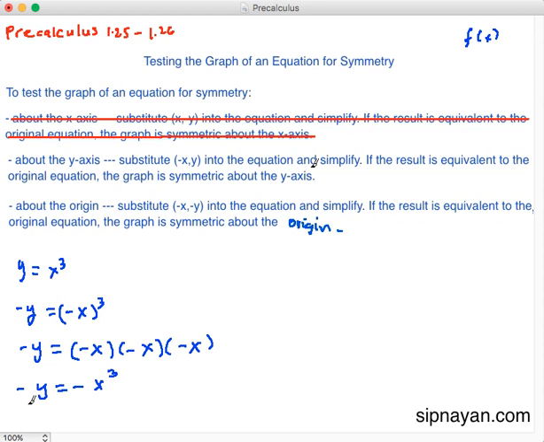Now, since both are negative, we can either multiply by negative 1 on both sides, or divide both sides by negative 1, mali yung English ko. So, negative y divided by negative 1 is y, and then negative x cubed divided by negative 1 is x cubed, no? So, bumalik siya dito. Ibig sabihin, sabi niya, if the result is equivalent to the original equation, the graph is symmetric about the origin. Ibig sabihin, yung graph nito is symmetric about the origin.